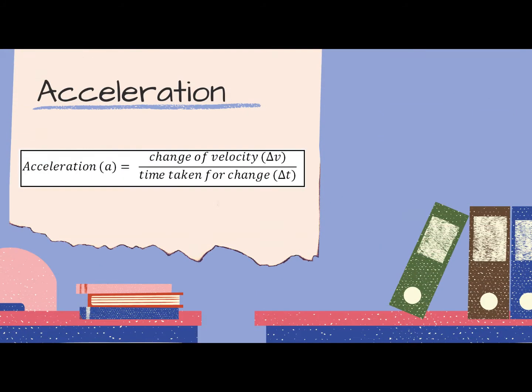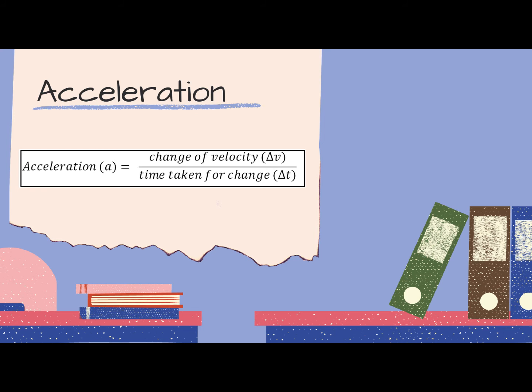Next is acceleration. Acceleration is the change of velocity in unit time. We can measure acceleration using an accelerometer. The basic unit of acceleration is expressed as meter per second squared. The formula for acceleration is: acceleration, or A, equals change of velocity, or delta V, over time taken for the change, or delta T.